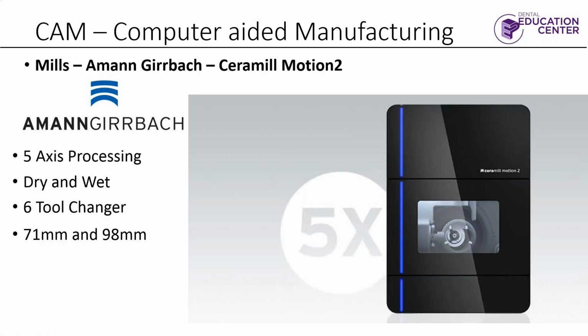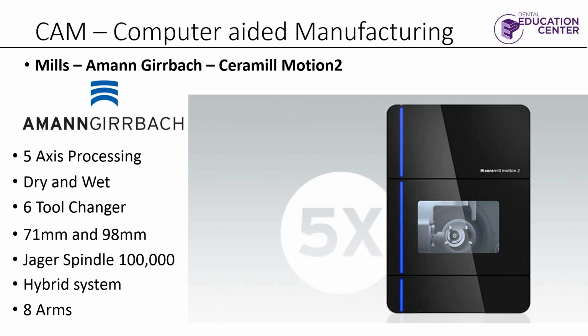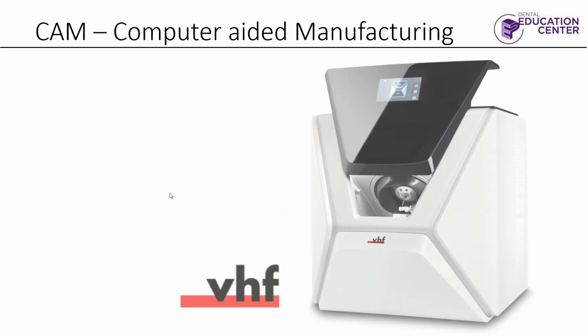The Motion 2. This was their big boy until the Matic came out, for a very long time. This one does everything. 98, 71, blocks, bars, titanium, dentures, you name it. I think it has 8 arms, I think it might be 10 or 11 now, but I can tell you a story. When we first bought Amann Girrbach about 7 years ago for our laboratory, it had 2 arms. It had the 71 millimeter and the glass ceramic holder. It only holds 3. Since then they've added about 9 different arms to this system, and I'll get into that. Next.